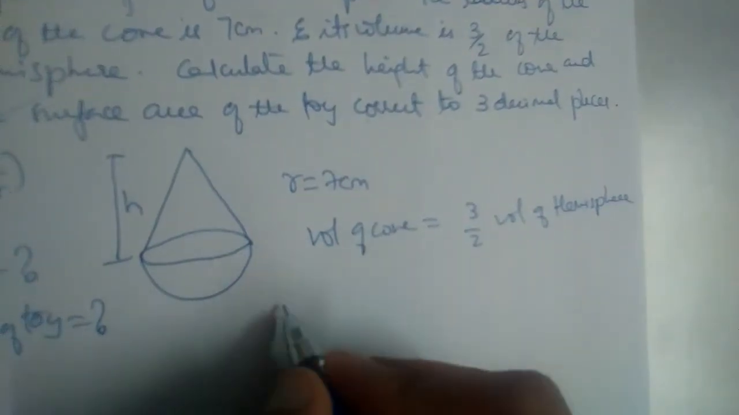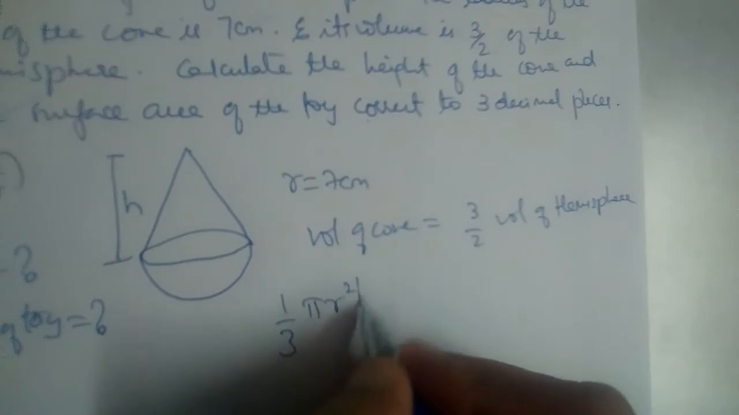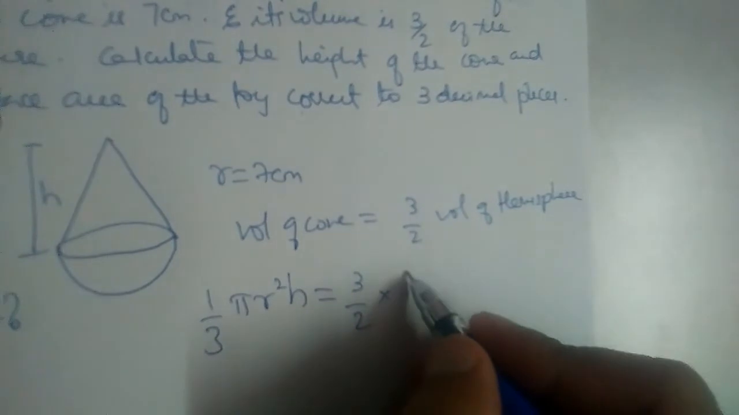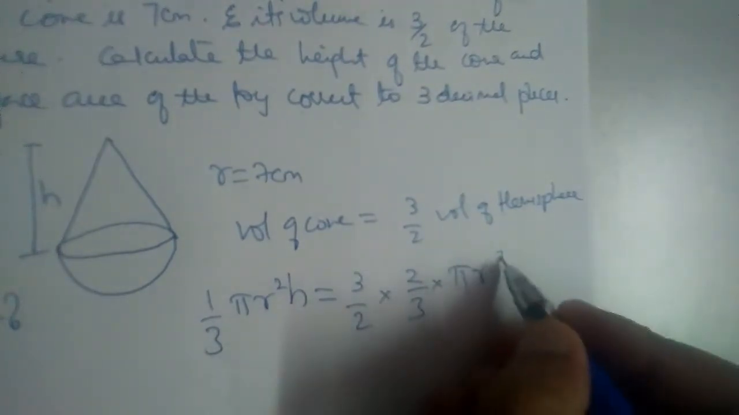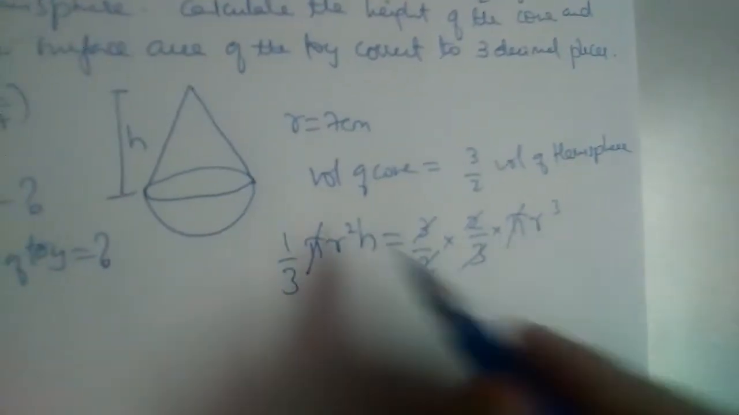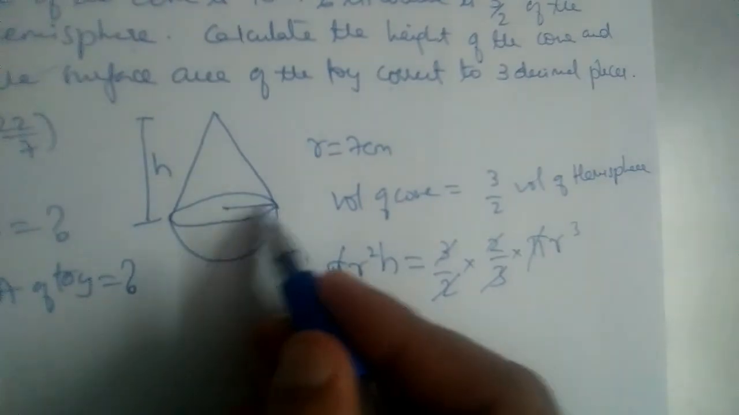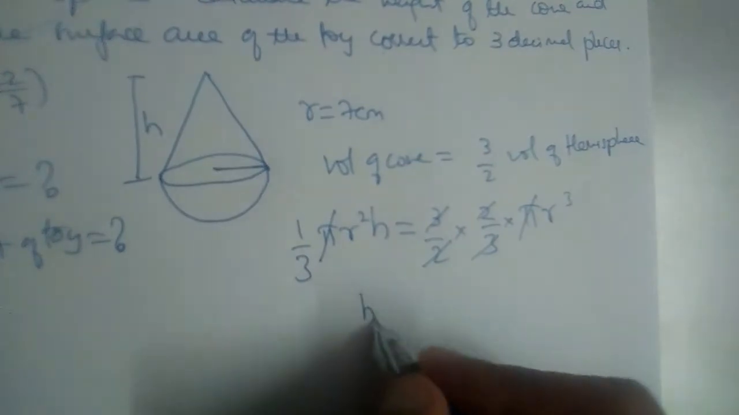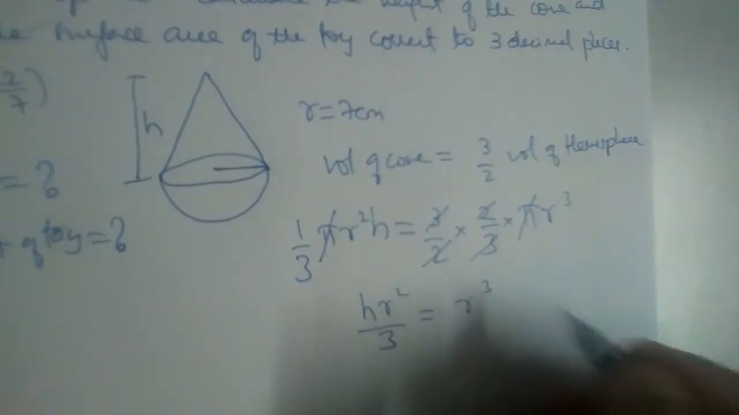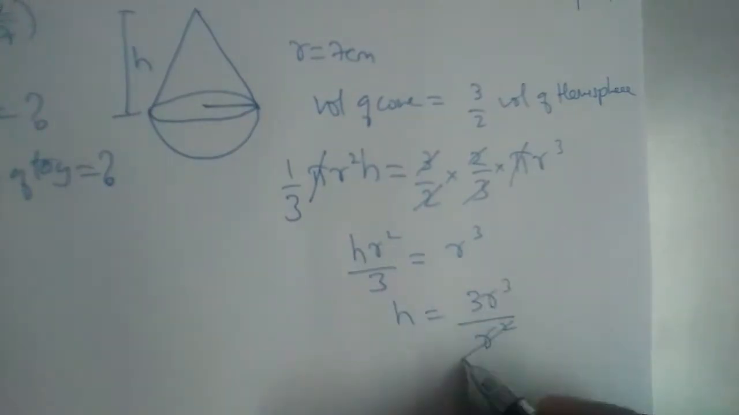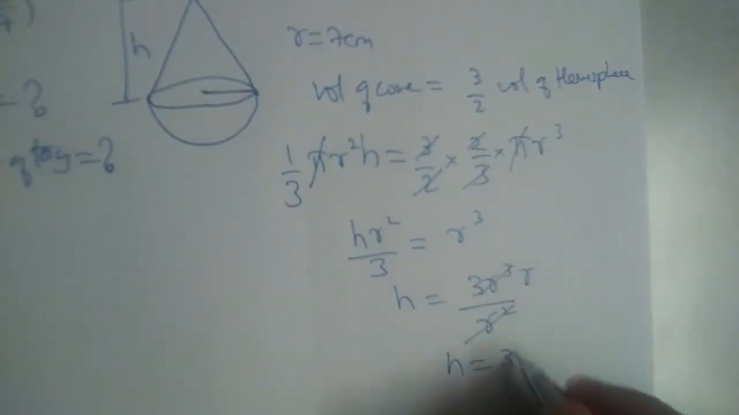All right, so volume of cone formula is 1 by 3 pi r square h is equal to 3 by 2, volume of hemisphere is 2 by 3 pi r cube, right? So this 2, 3 and 3 will get cancelled. Pi and pi will also get cancelled, right? And here r values will be same. Okay, radius of this hemisphere and radius of the cone will be same, right? So we have h r square by 3 is equal to r cube. So this will be h is equal to 3r cube divided by r square. So we are sending r square and 3 on the other side. So 1 r will be left, right? So it is h is equal to 3r.